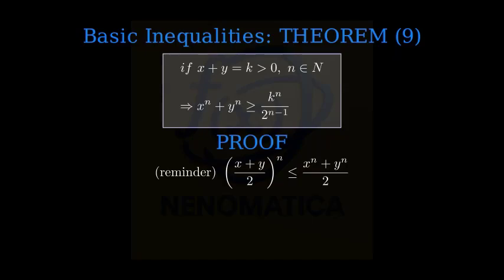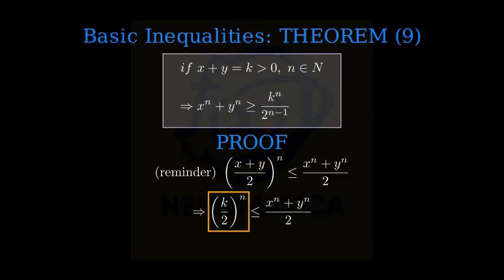Now, let's apply our condition. We know that x plus y equals k. So, the left side of our inequality becomes k divided by 2, all raised to the power of n. Therefore, we have k over 2 raised to the n is less than or equal to x to the n plus y to the n, all divided by 2.